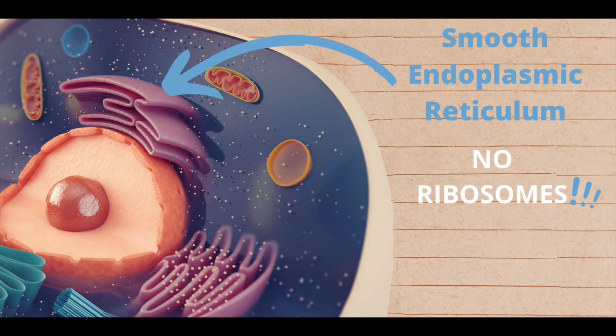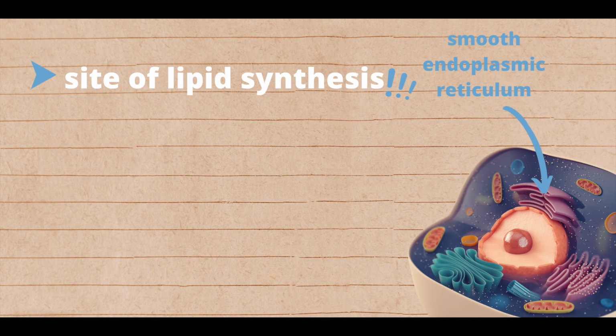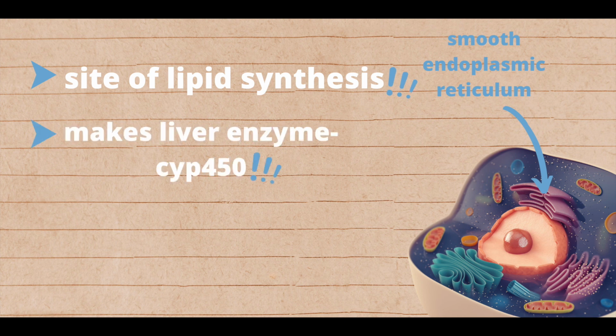Lipids like fatty acids, phospholipids, and cholesterol. So we can say that the smooth ER is a site for lipid synthesis. It also makes an enzyme that is super important and found in the liver. It's called CYP450. It's found in the liver because it aids in detoxification.